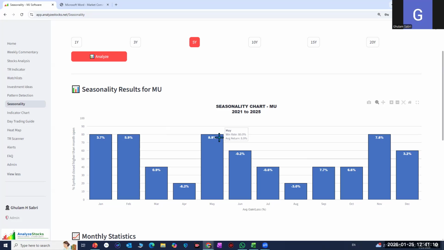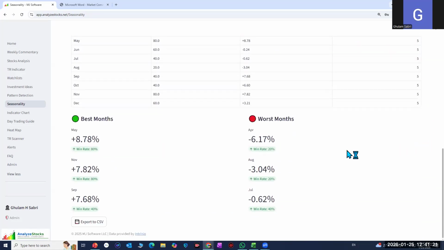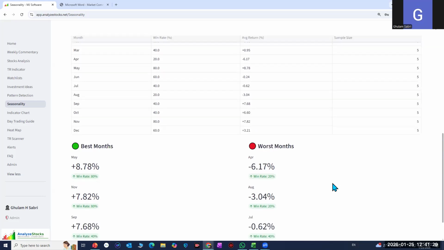Similarly, May was the best month for MU, with an 80% win rate and average return of 8.8%. November is also very good, and it gives you details of this. So which are the best months for MU? May, November, and September. Which are the worst months? April, August, and July, for some reason.